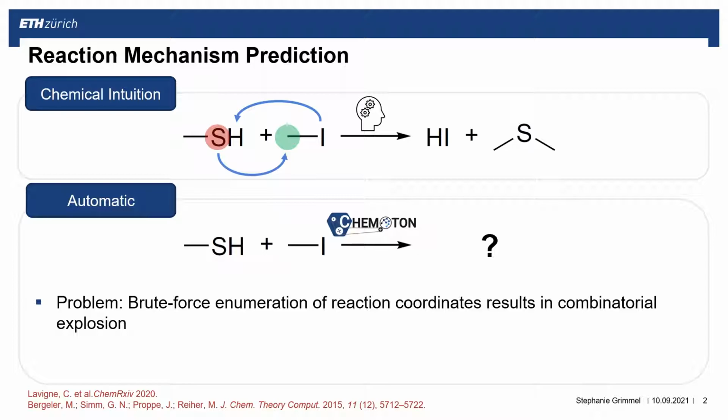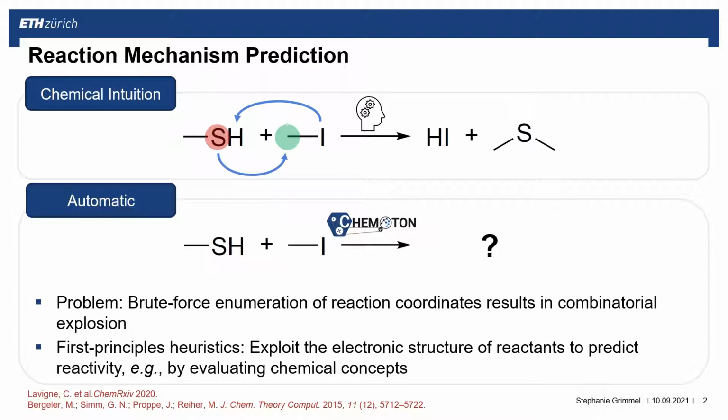One answer to tackle this issue is to come back to the approach that we successfully used before. That means chemical concepts. It might be possible to identify promising reaction coordinates based on first principles heuristics, exploiting concepts evaluated for the reactants.